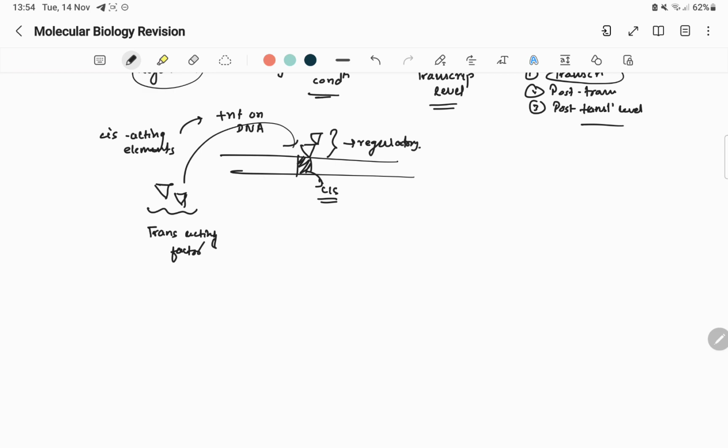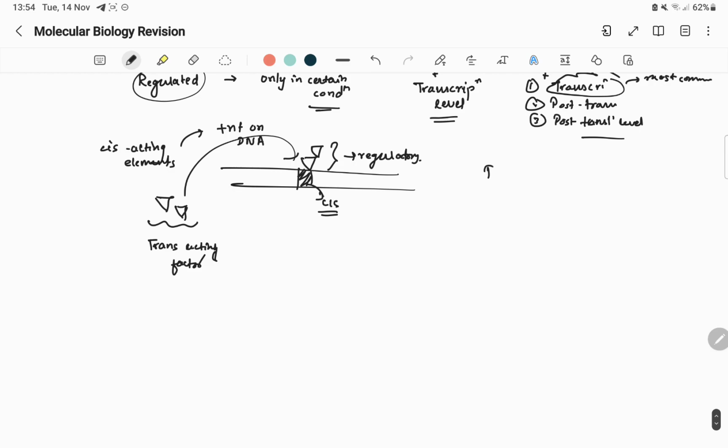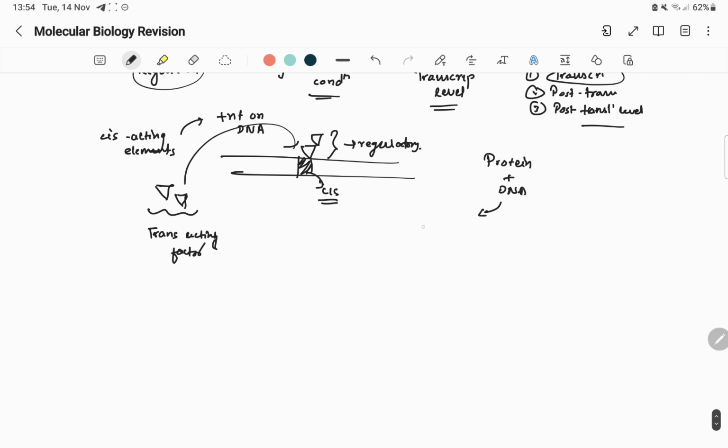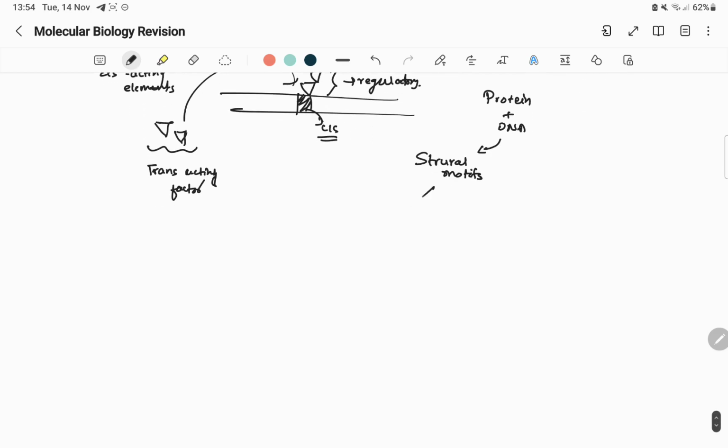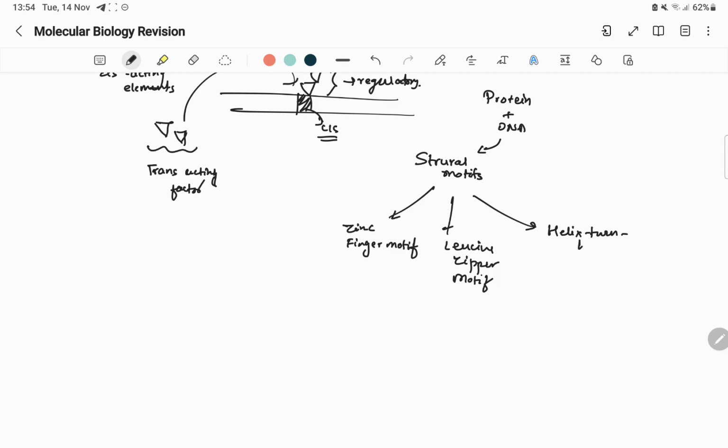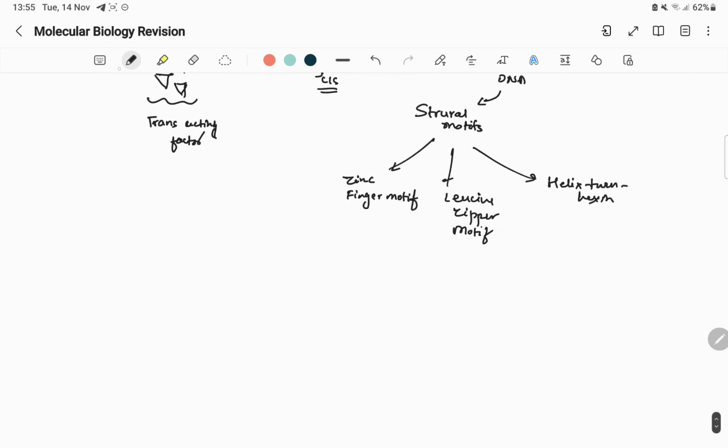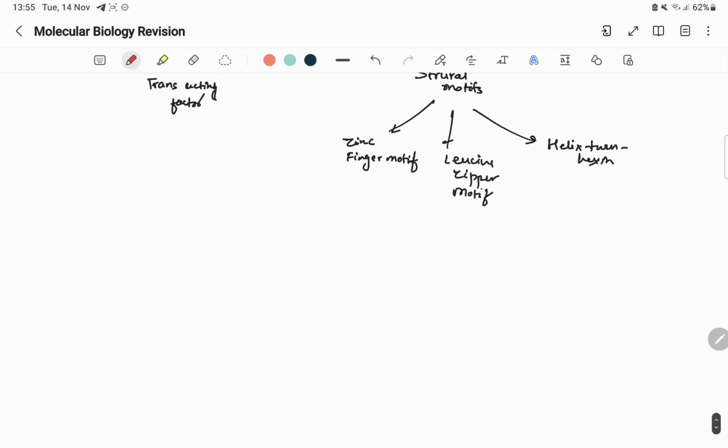Binding of proteins to DNA, any protein that binds to the DNA, is done by structural motifs. We have many motifs like the zinc finger motif, the leucine zipper motif, or the helix turn helix motif. You can refer to the Lippincott textbook for more details on this. These are not your core syllabus part.